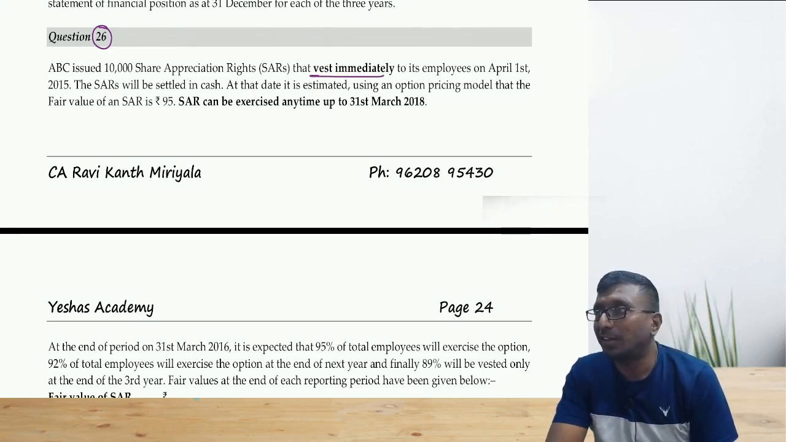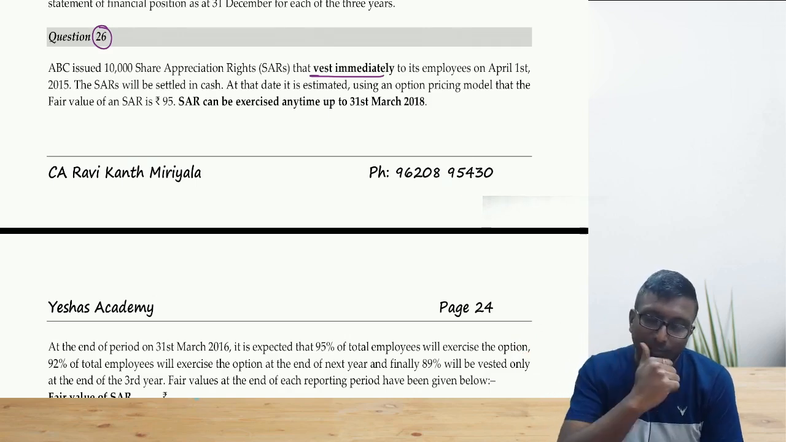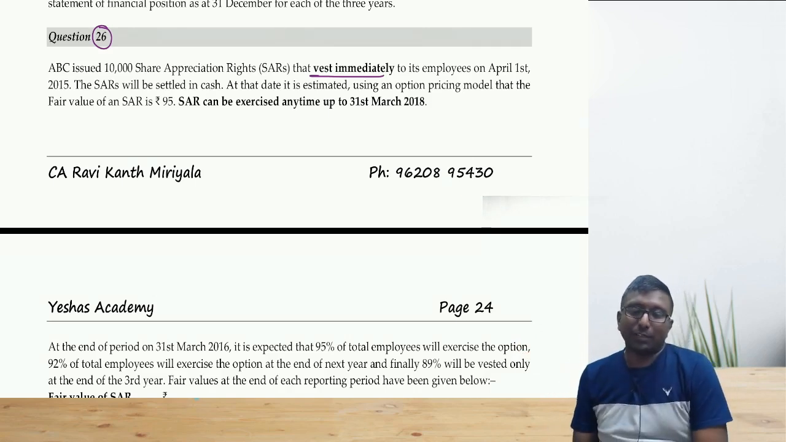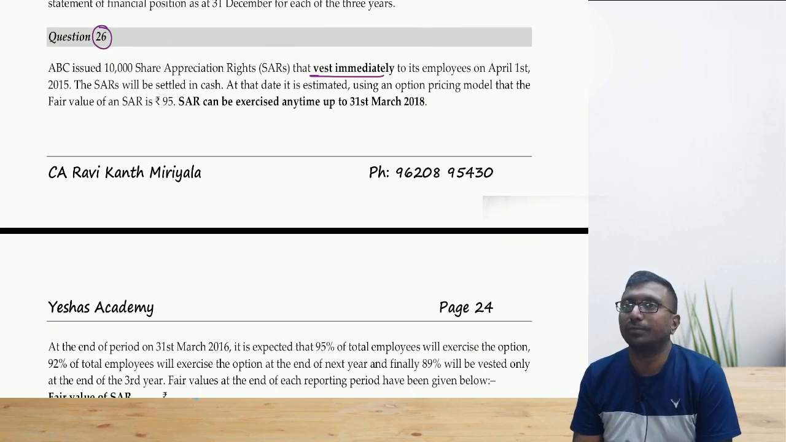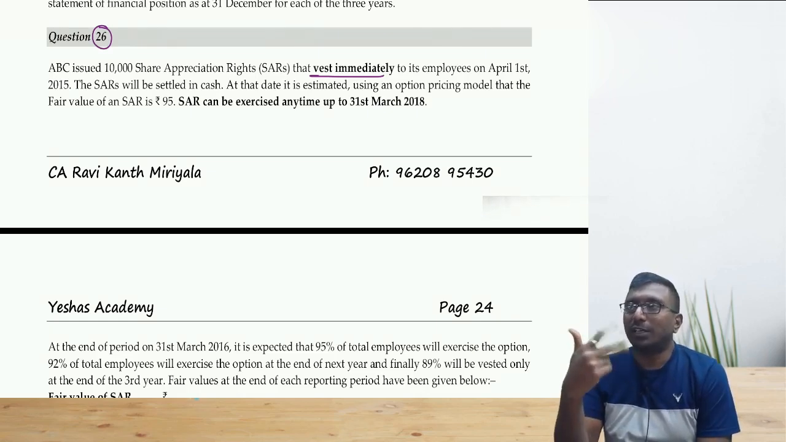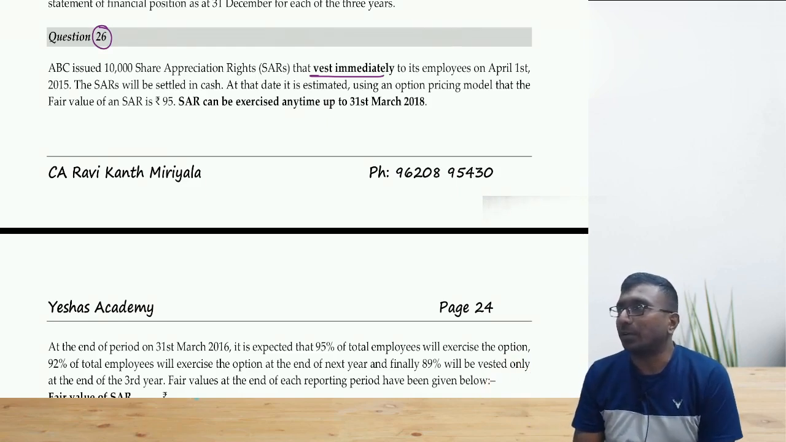Immediately vested. Immediately vested means you can come today only and take money, correct? See the funny thing. That means if it is vested immediately, I should charge 100% to P&L right now. Only the increase or decrease is subsequent. Are you getting my point?